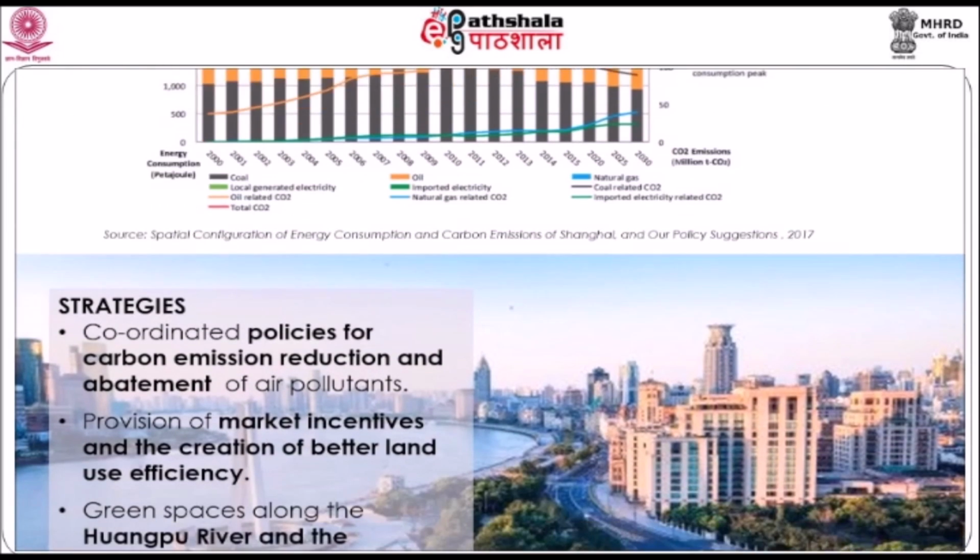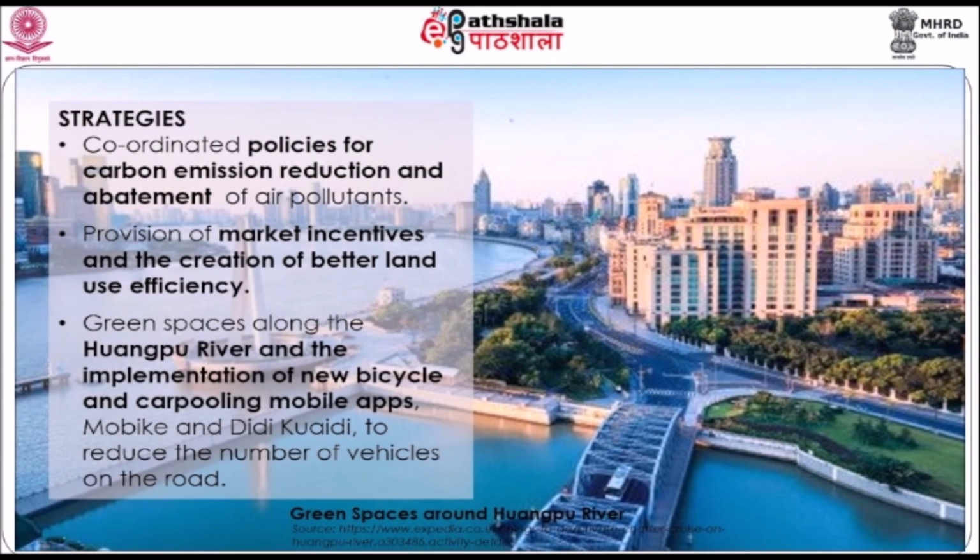Now, the strategies that Shanghai has used in order to overcome the challenges were coordinated policies for carbon emission reduction, then provision of market incentives, creation of better land use efficiency, and implementing cycle tracks, then carpooling, mobile apps, and also green spaces along the rivers were developed.